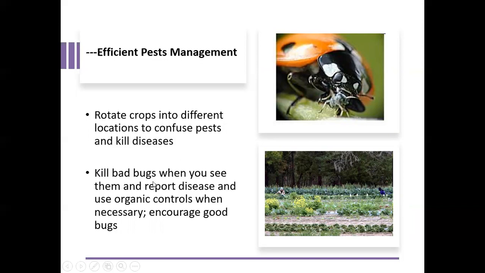Then kill bad bugs when you see them and report disease, and use organic controls when necessary. Encourage good bugs. So this is kind of a biocontrol as well. We should only kill the bad bugs, and organic control is also helpful to manage the soil quality.